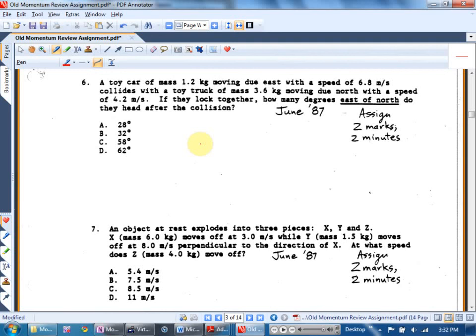Another collision at an angle. By the way, if you have a question from the review, just interrupt, but I'm just kind of trying to go through a bunch of stuff. Here's another collision at an angle, number 6. Toy car, mass moving east, collides, and they lock together, so afterwards it'd be a momentum of both final. Means divide by the mass of both to find the velocity. Due north, due east, probably don't need sine law, cosine law. You'll probably end up with a lovely SOHCAHTOA triangle, and then you'll have to find how many degrees east of north. All they want is the actual angle.